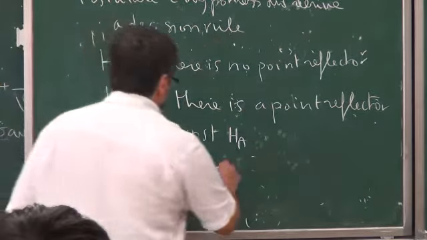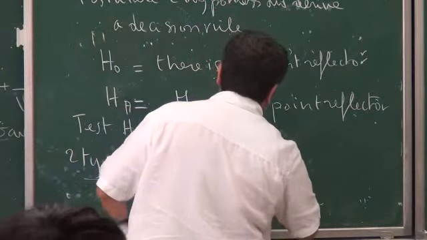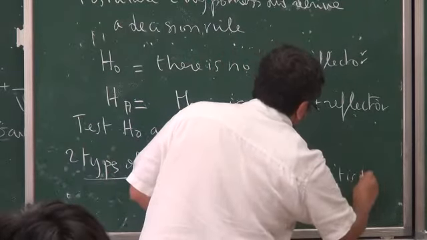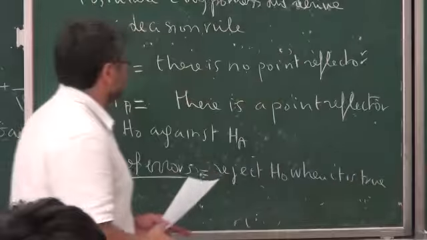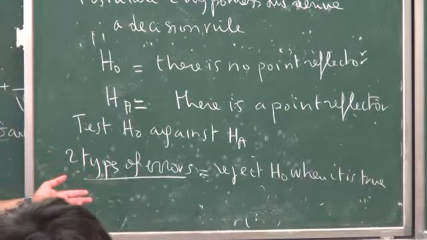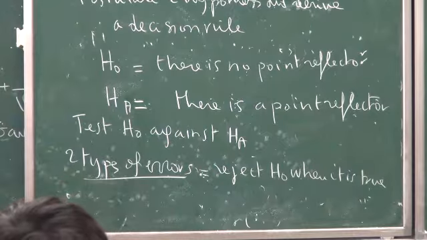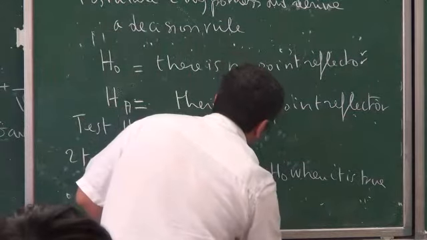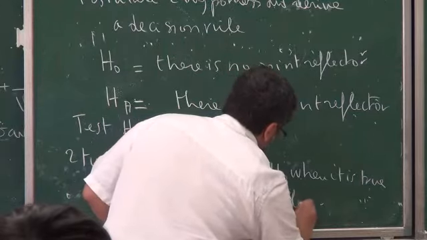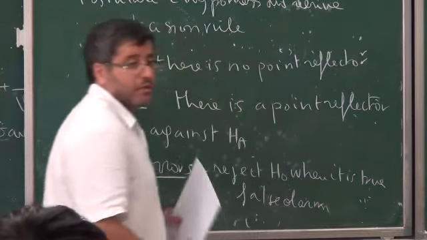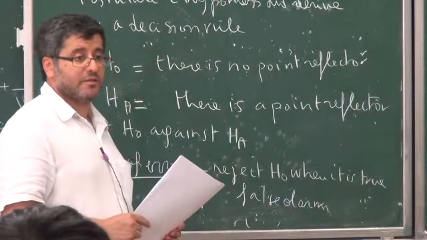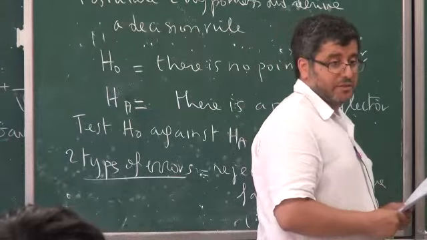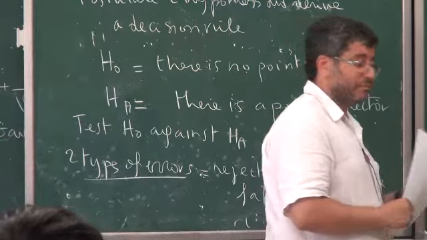So we reject H0 when it's true. Rejecting H0 means we say that there is a reflector when there is no reflector. So we make a false alarm. But still it's not too dangerous. The other one is more dangerous: missing the target when it is there.